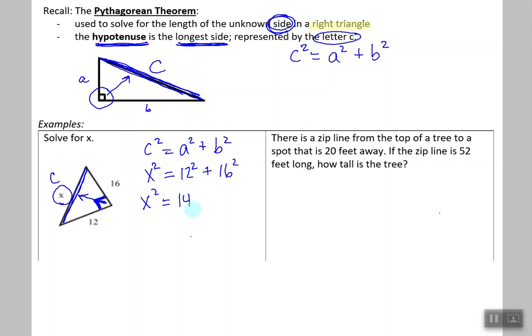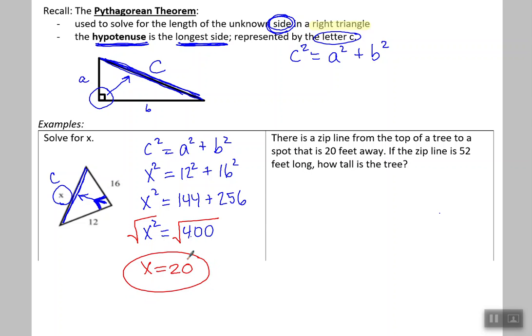12 squared is 144, plus 16 squared is 256. Adding them together makes 400. And then finally, we want to make the squared go away, so the inverse process is taking the square root. Using our calculator, if we need to, the square root of 400 is 20, so x equals 20, and that's the missing side. Let's look at the second example.